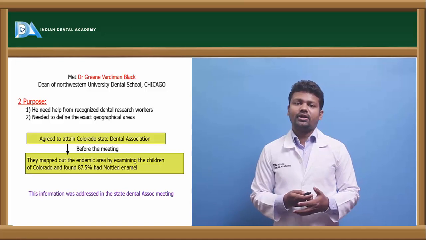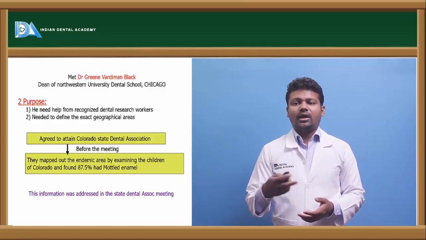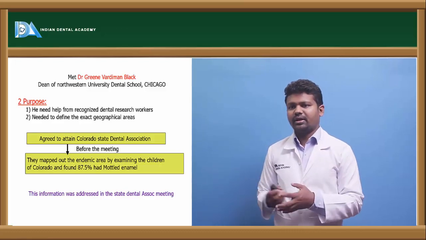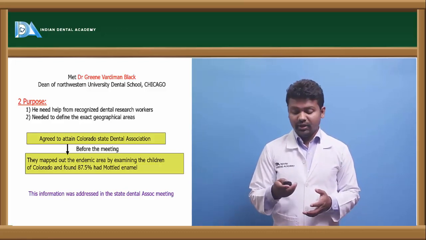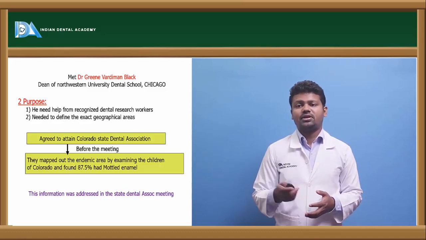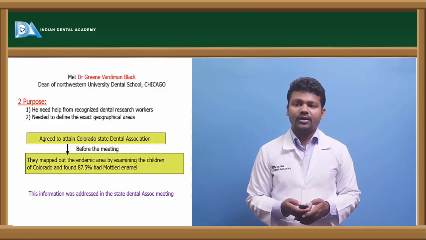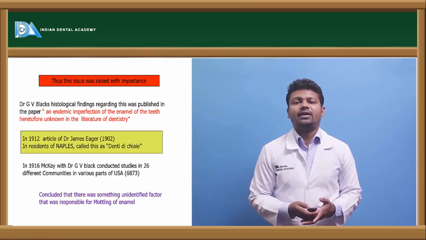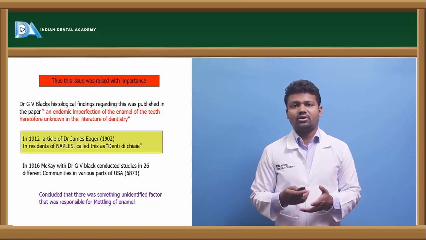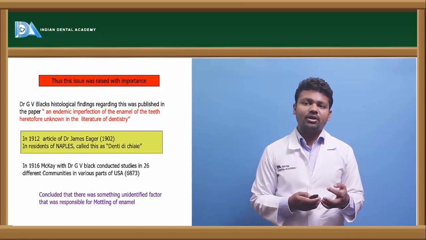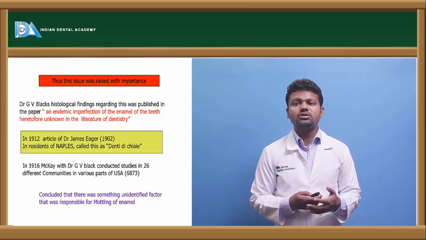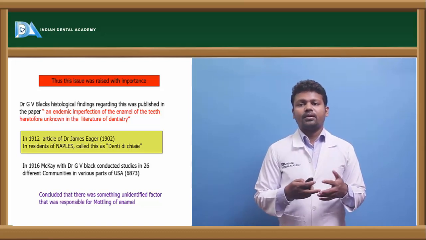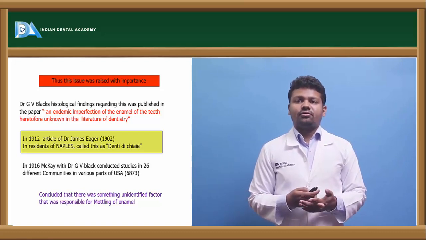So he agreed to attend the dental association, and before the meeting he mapped out the endemic area of the mottled enamel cases, and he found a prevalence rate of around 87.5% having mottled enamel. After these findings, G.V. Black published a paper, and the published title was an endemic imperfection of the enamel of the teeth, heretofore unknown in the literature of dentistry.